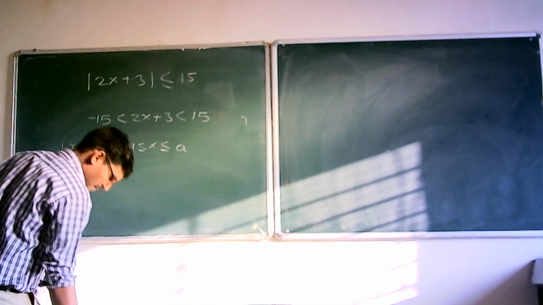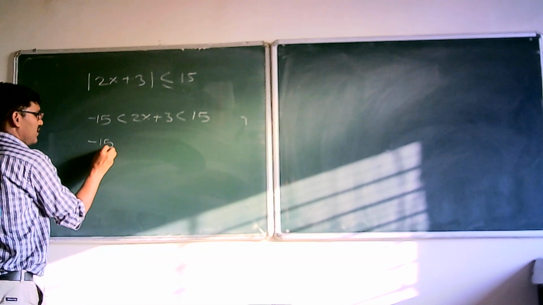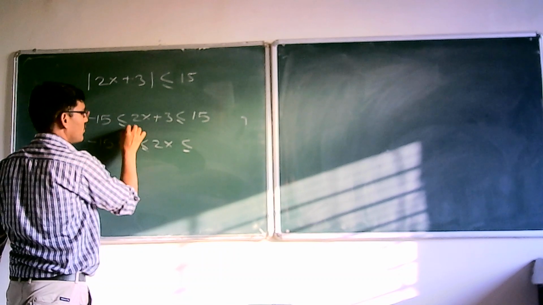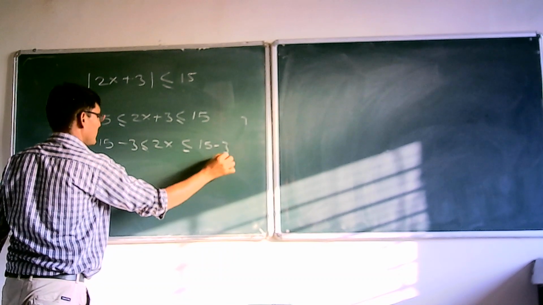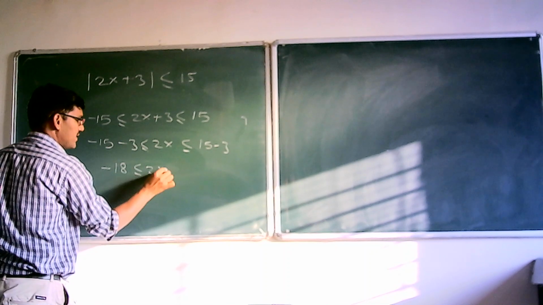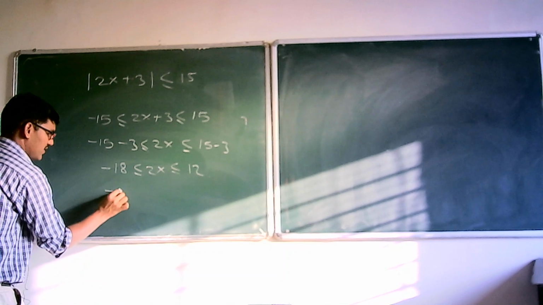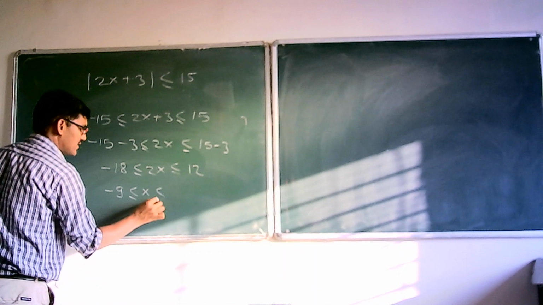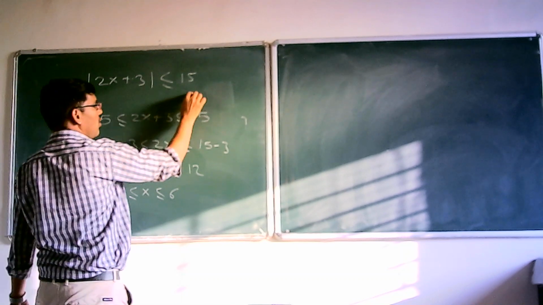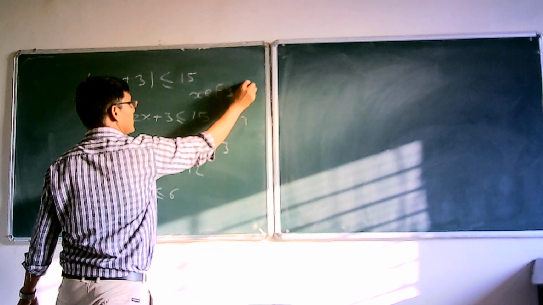So again, this is equal to minus 15 minus 3 less than or equal to twice x less than or equal to 15 minus 3. So this is minus 18 less than or equal to twice x less than or equal to 12. If you divide by 2, then it is minus 9 less than or equal to x less than or equal to 6. So what is the solution of this inequality? It is all x belongs to minus 9 to 6, closed interval.